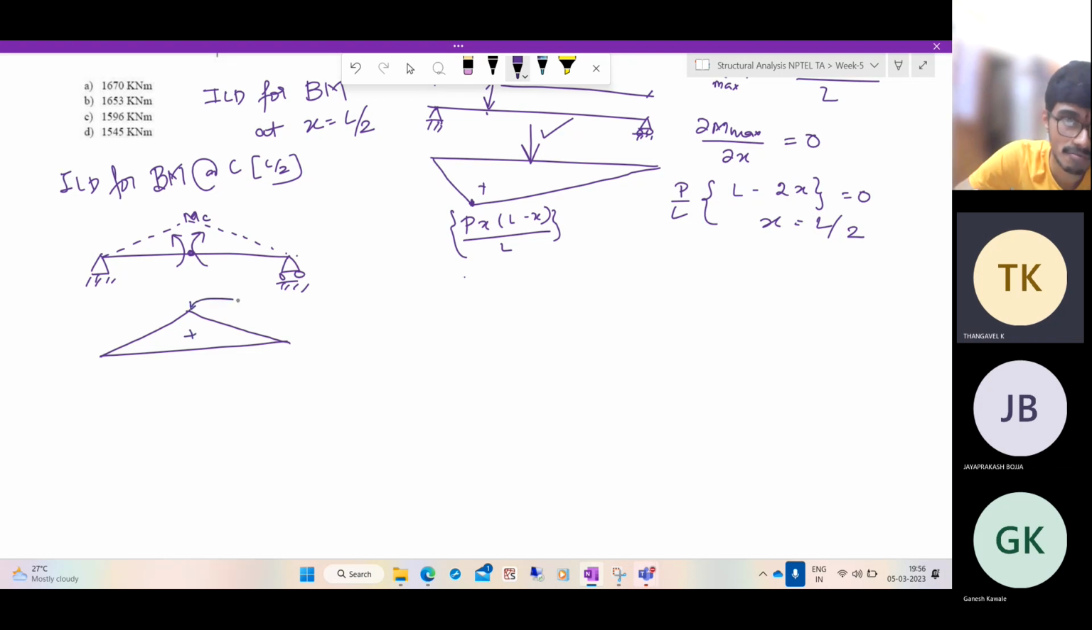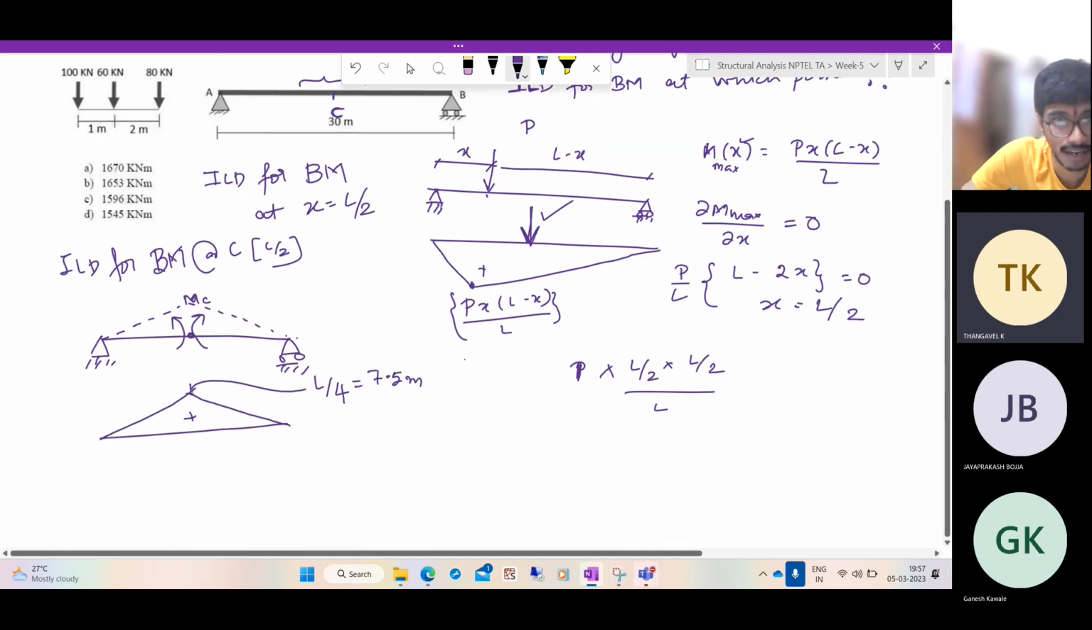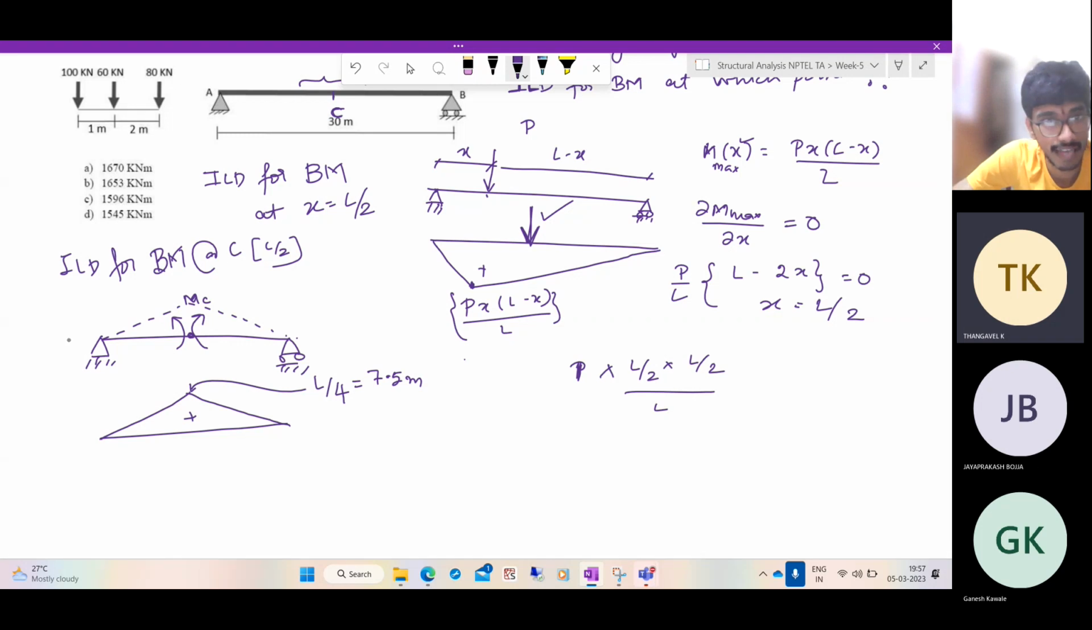What is the maximum value? You place the load at the center, and what will be the maximum value? Here P is 1, x is L by 2, L minus x is L by 2, divided by L. So it is nothing but L by 4, which is 7.5. In this problem, the span is 30 meters. So this is 7.5 meters. So this is the ILD for bending moment at the point C.